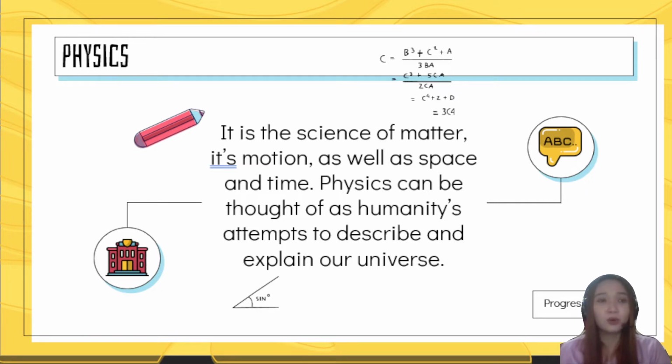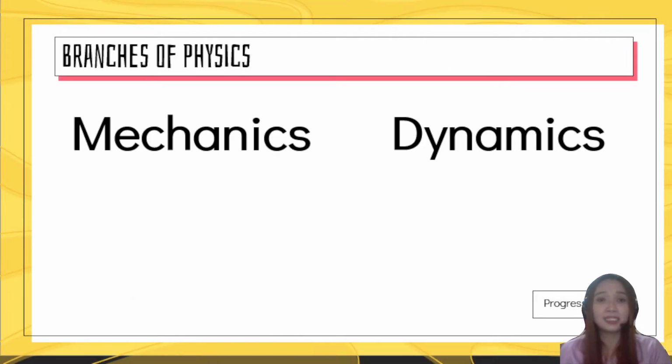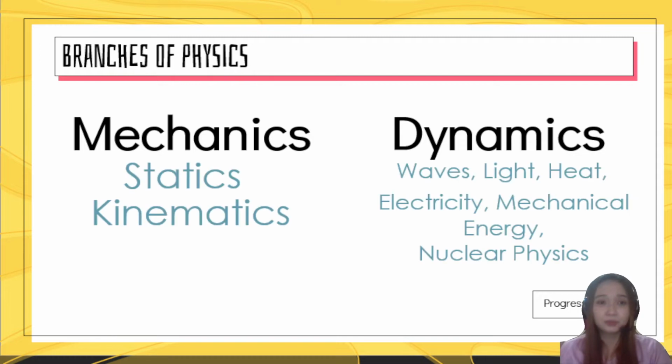Okay? So, physics is a very broad subject that even the smallest particle of our universe we are studying under physics. So physics has two branches. So we have mechanics and dynamics. Under mechanics, we have statics and kinematics. On the other hand, under dynamics, we have waves, light, heat, electrical, mechanical energy, as well as nuclear physics.